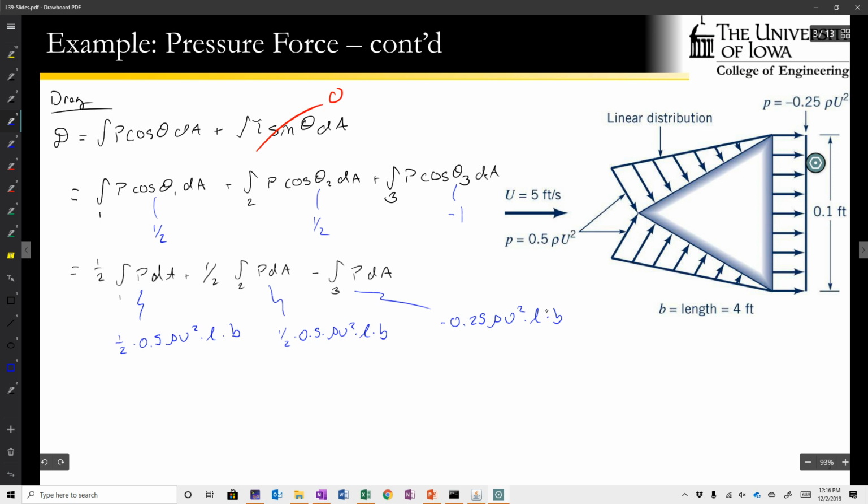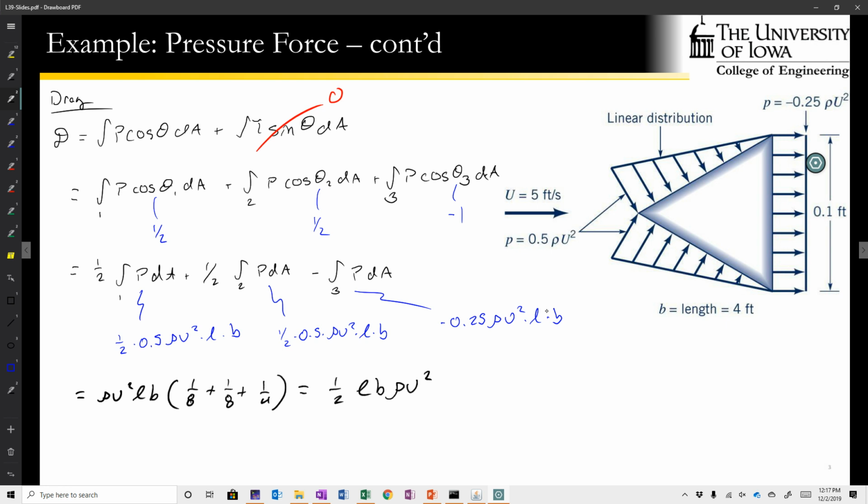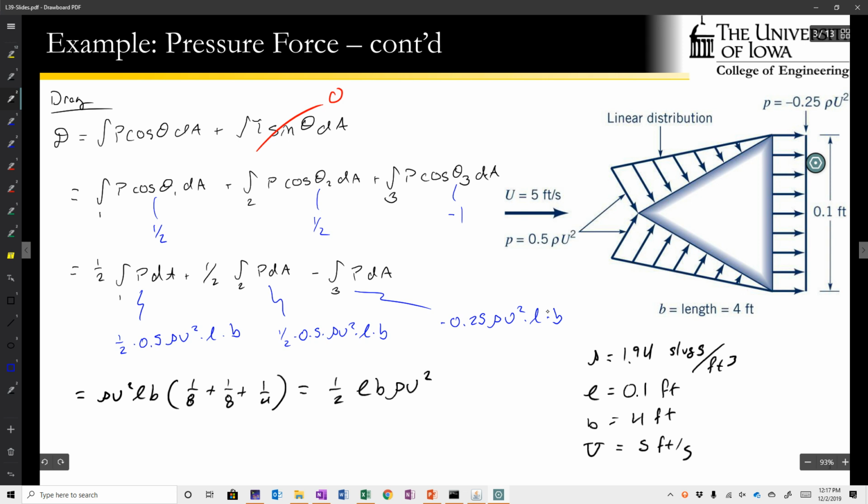If we collect all of our terms, we're going to end up with this being equal to rho u squared L times B, 1/8 plus 1/8 plus 1/4. And so the total force is going to end up being 1/2 LB rho u squared. So plugging in our values, given that this is water, rho is equal to 1.94 slugs per foot cubed, L is 0.1 feet, B is 4 feet, and u is equal to 5 feet per second. Plugging those numerical values in, we should end up with 9.7 pounds force as the total drag.